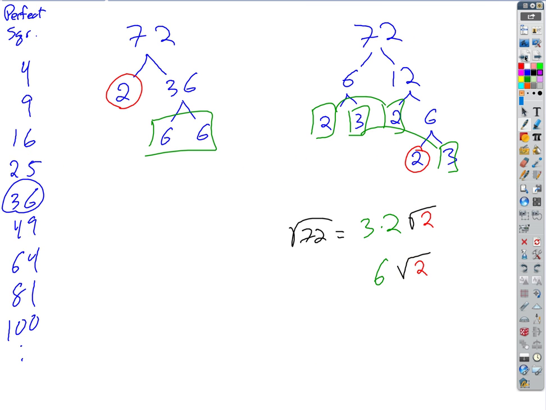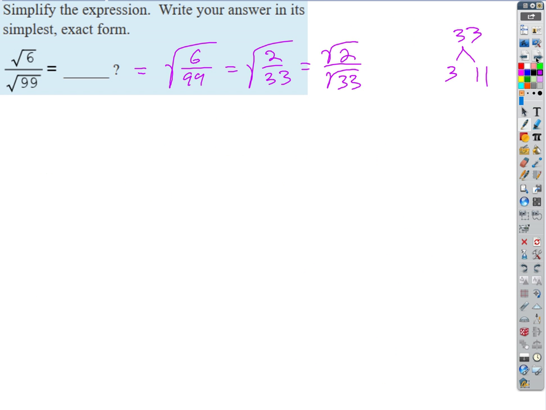That list we made of perfect squares, none of those divide into 33, do they? If none of those are a factor of the number you're starting with, it's never going to reduce. The only way it's going to reduce is if one of these is a factor. 72 worked because 36 was on that list. 50 worked because 25 was on that list. 33 doesn't work because none of those numbers divide into 33. Okay? So maybe you're starting to see a shortcut. So we're stuck with the square root of 33.